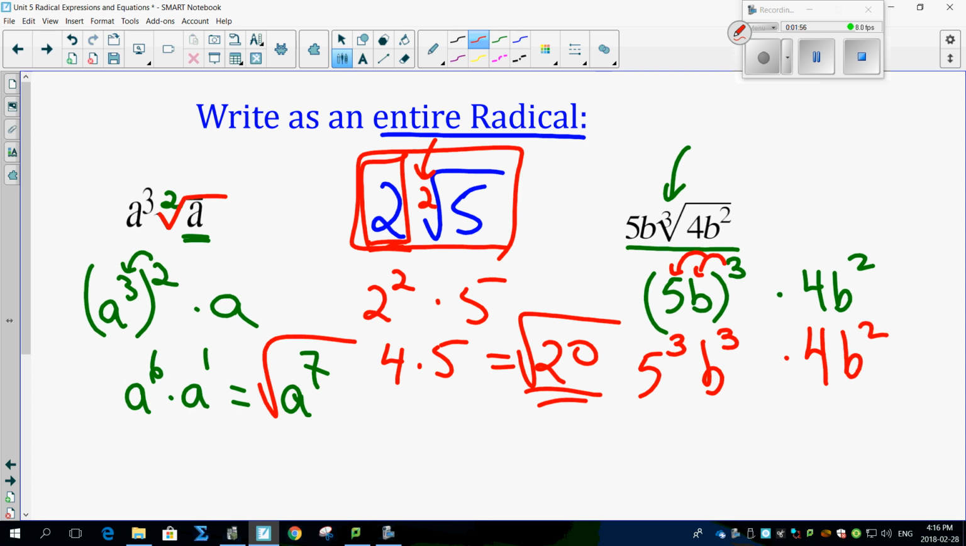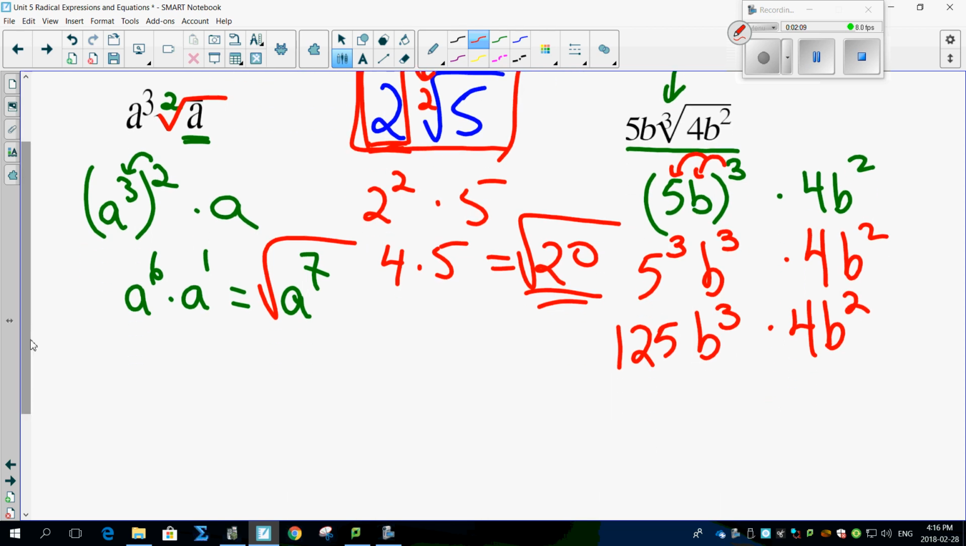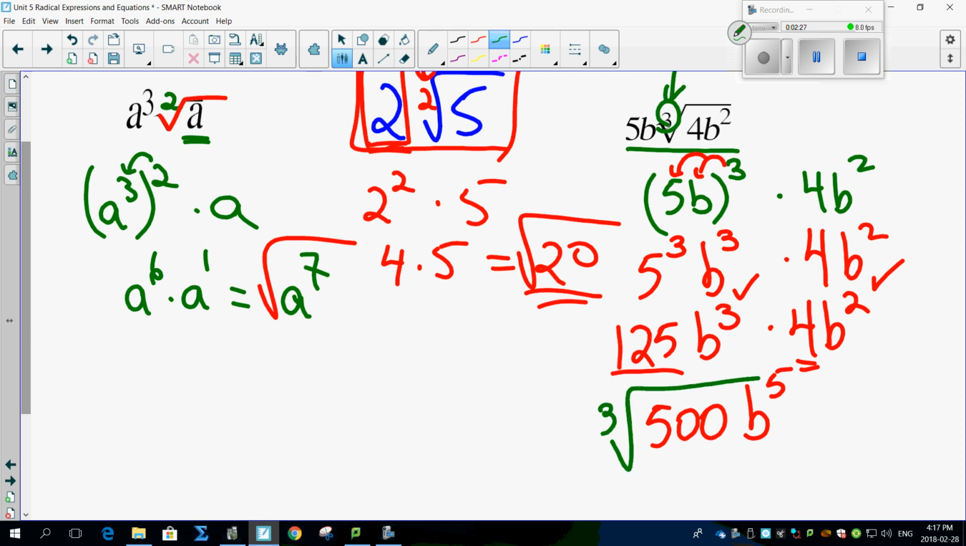Oh my goodness. 5 cubed, 5 times 5, 25 times 5 again. That's 125 b cubed times 4b squared. Man, that's going to give you a big number here. As a matter of fact, 4 times 125, clean that up, is going to work out to be 500. You have a b cubed and a b squared. That's b to the 5. And what you would do is put that under the original radical, which is a cube root.